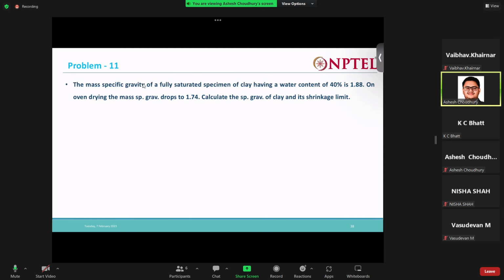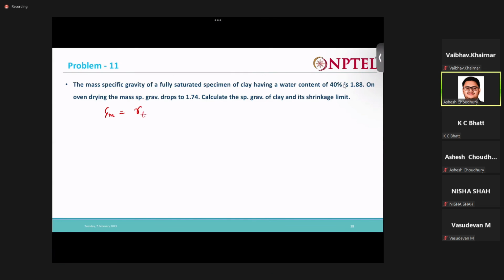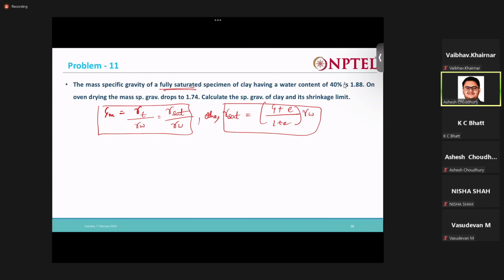So here the mass specific gravity is given initially, which is 1.88, and the water content is 40%. We can write this mass specific gravity as gamma total by gamma of water. As it is completely saturated, you can replace gamma total by gamma saturated, the saturated unit weight. The saturated unit weight is also given by another relation, so let us substitute one into the other. From here we get Gm is equal to (G plus e) by (1 plus e) into gamma W by gamma W, which is nothing but (G plus e) by (1 plus e).